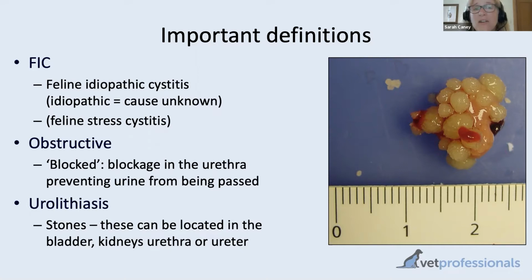Urolithiasis means that there are stones in the urinary tract. They can often be in the bladder, which is the most common location, but they can occur in the kidneys, where they would be called nephroliths. In the ureter, which is the tube from the kidneys to the bladder, the term would be ureterolith. Or they can block in the urethra, the tube from the bladder to the outside. That's one important cause of blocked cats.